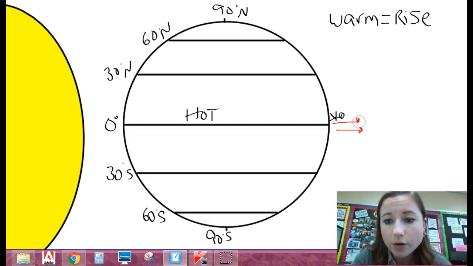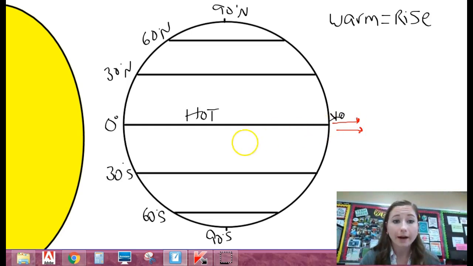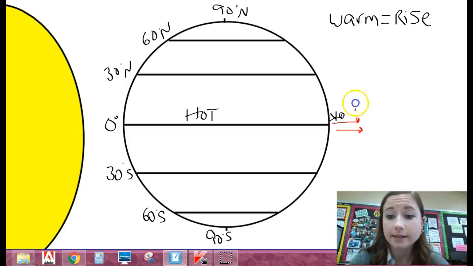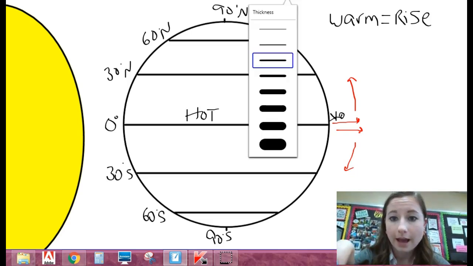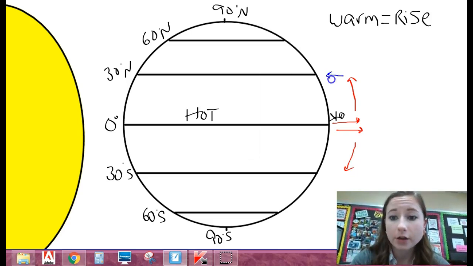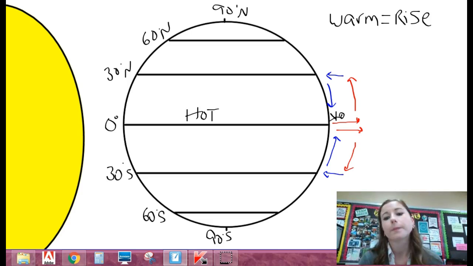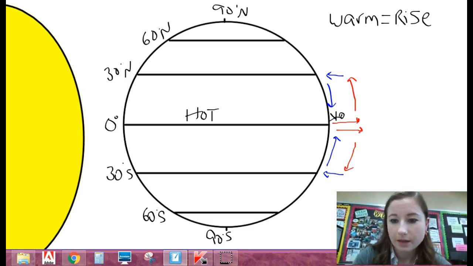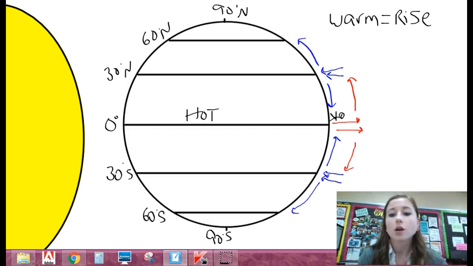Now that's not north or south or anything, it's just up in the air. And then, of course, after it rises up, it expands. And then once it expands, it starts to cool and condense, and we start to see these currents. What kind of currents are those? If you said convection, then you are correct. These are convection currents.